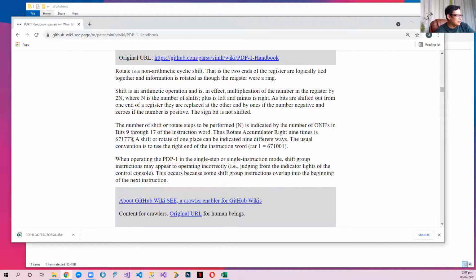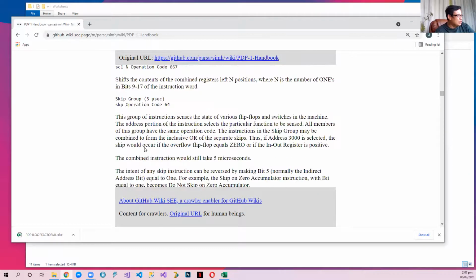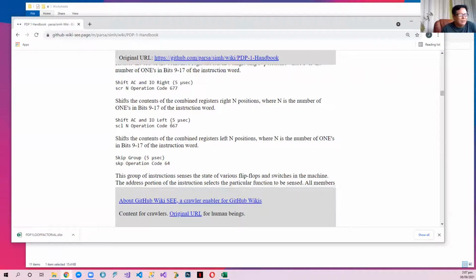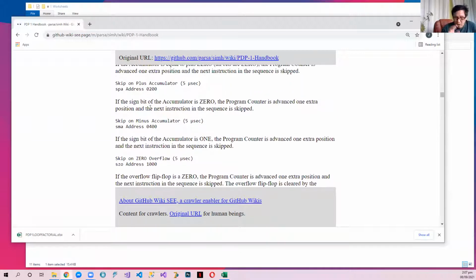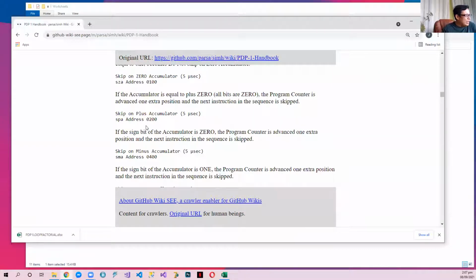There are shift operations, no? And then what I'd like you to do is look at the skip. When you say skip, a skip is like a jump, but this time it will only skip one line. Do you follow? So however, it has a lot of skips. No? Skip on minus. Okay, it has skip on zero, ZZO, and then there's also a skip on zero accumulator.